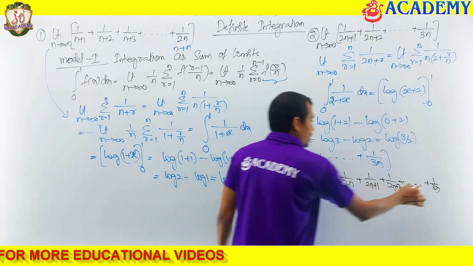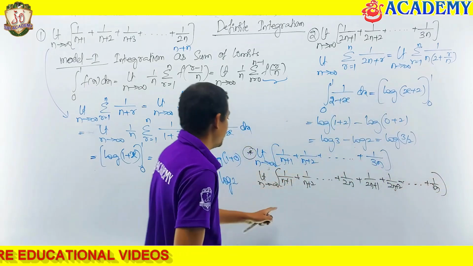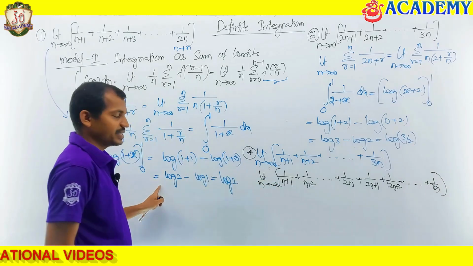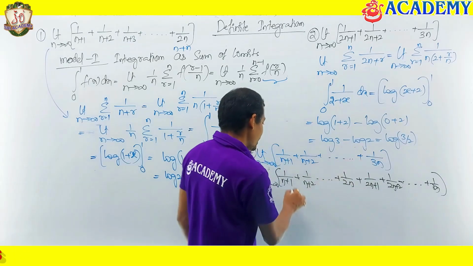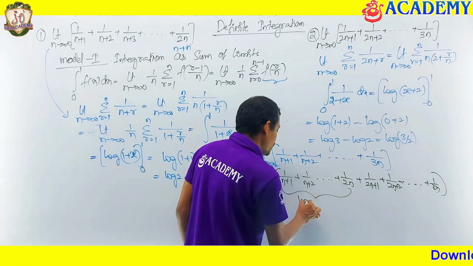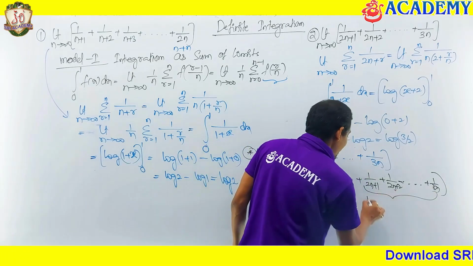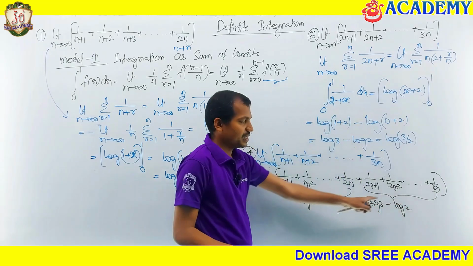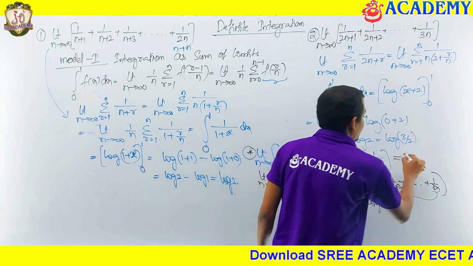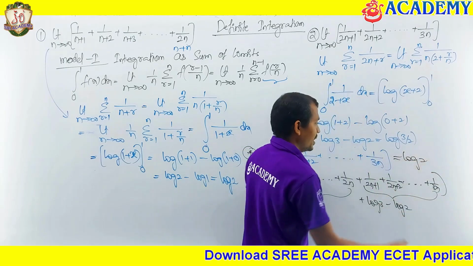We can apply the limit. If you apply the limit up to here, you are going to get log 2. After this you will get log 3 minus log 2. Indirectly, for this you will get log 2, and for this you will get log 3 minus log 2. Indirectly we have a summation, that is log 2 cancels. You are going to have the answer log 3.